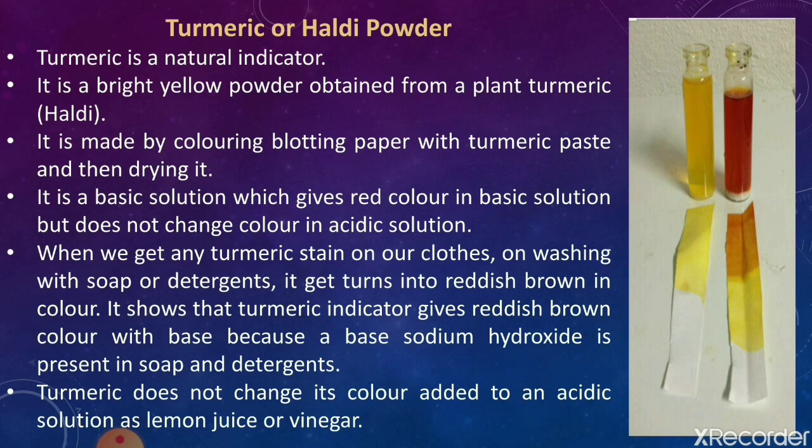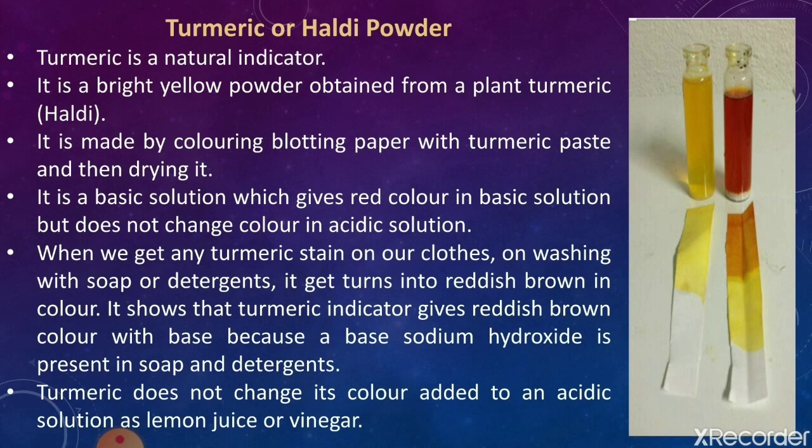Then our next type of natural indicator is turmeric. Turmeric, all of you know turmeric, that is haldi powder. It is used in our kitchen. So turmeric is also a natural indicator, means a natural dye. This is a very commonly used indicator, and very easily you can test it at your home, because at your home all of you have lemon juice, lemon you all have.